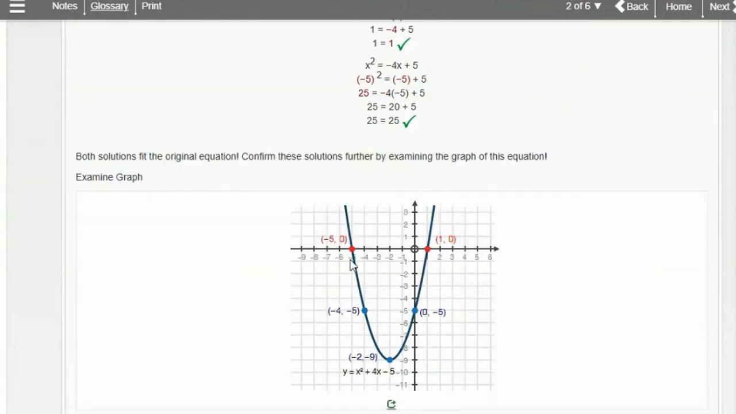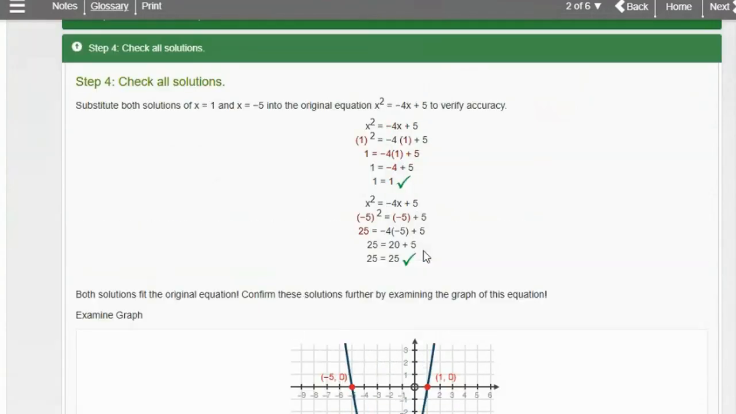And when you graph it, you see negative 5 and 1 are the x-intercepts. You can also substitute those solutions back in there. You'll get 1 equals 1 and 25 equals 25. So you know that works.